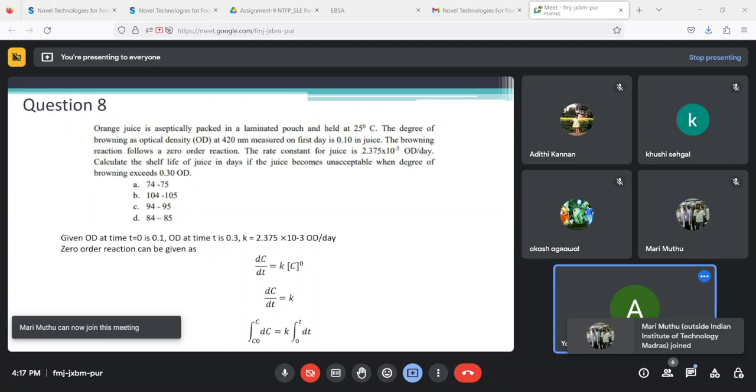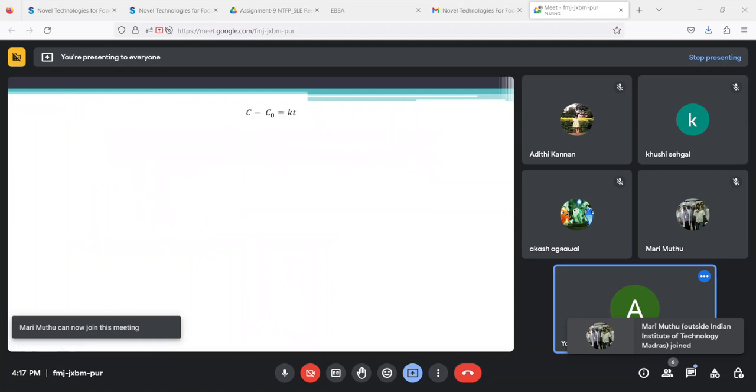So now when you integrate it from C0 to C and from time t equal to 0 to time t, you get C minus C0 is equal to K into T. So if you need to calculate the time t, T is equal to (C minus C0) by K. Hope this derivation is clear, where C is the concentration or anything that you are measuring at time t, C0 is the concentration at time t equal to 0, and K is your rate constant.